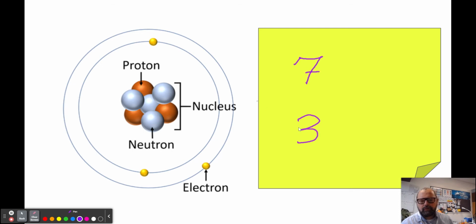So our two numbers, the small atomic number is the number of protons, and that matches with the number of electrons. And the large number at the top is made by adding the protons and the neutrons together. So if you wanted to work out the number of neutrons, you would do 7 minus 3, which equals 4. And you can see that there are 4 neutrons in the nucleus. Element number 3 is lithium.